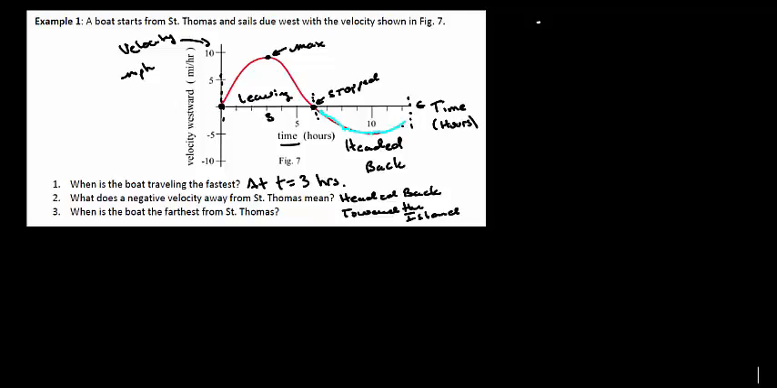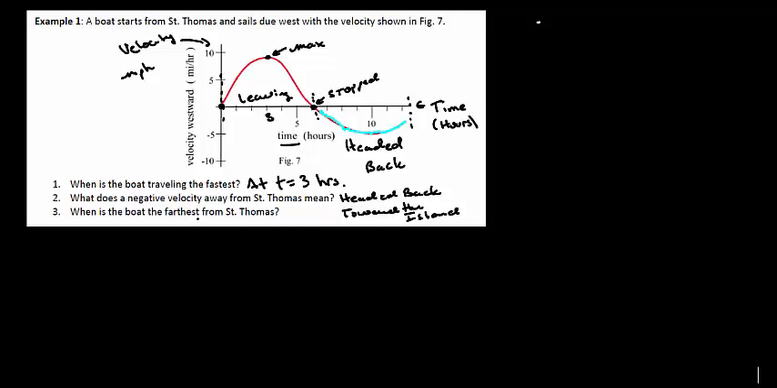Now it looks like they may or may not have made it back. It really depends on the actual area underneath the curve. We can talk about that later. But it looks like they left a little bit more quickly than they came back. Their velocity was a little bit slower on the way back. Okay, but it looks like it happened over a longer period of time.